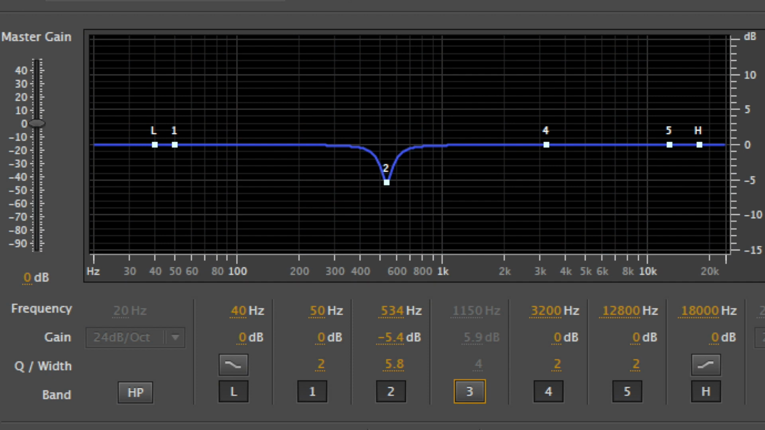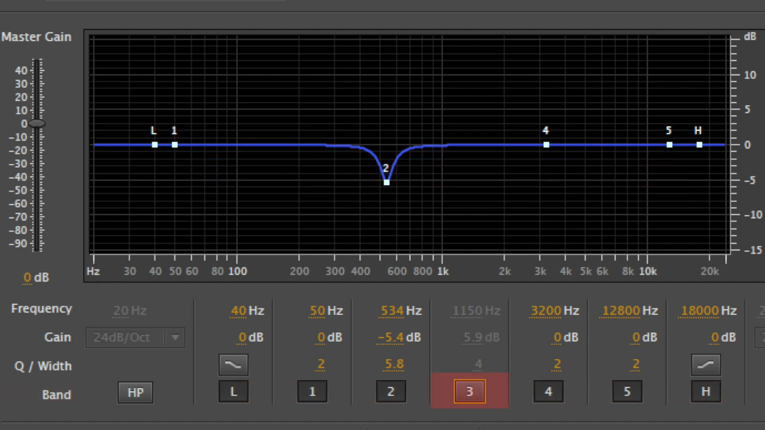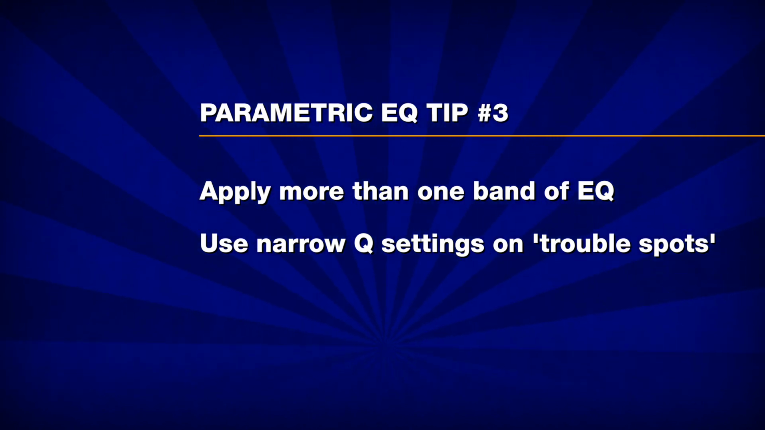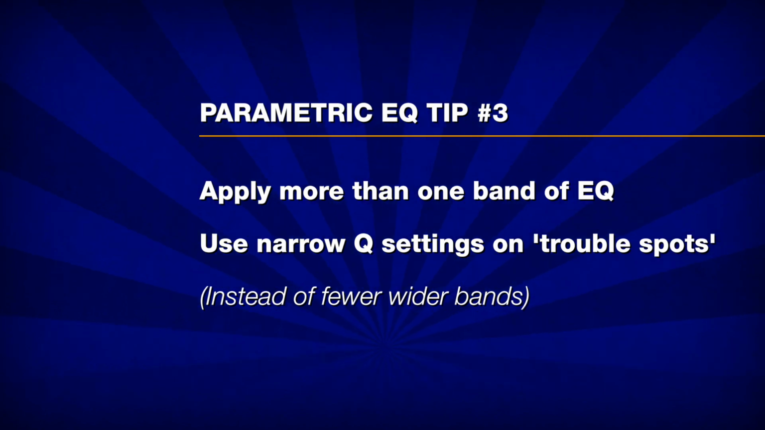Now, this particular plugin offers multiple bands of parametric EQ, shown here as 1 through 5, plus high and low for a total of 7 bands. To turn it on, simply click one. In this case, band 3. It's often a good plan to apply more than one band of EQ to clean up different trouble spots in your sound. You may want to start cutting narrow bands instead of boosting wider ranges. This is what I meant earlier by cleaning up your sound with surgical precision.